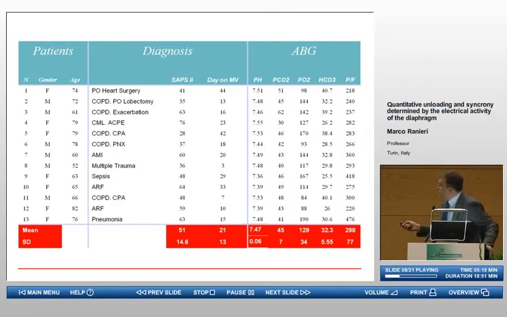These are the patients. We're talking about 13 patients during the weaning process after an average of 20 days of mechanical ventilation, admitted for COPD, multiple trauma, sepsis, ARDS, pneumonia, and all were in the weaning phase as identified by the blood gases: normal pH 7.4, PCO2 45, PF ratio close to 300. So patients ready to be weaned, clinically ventilated with pressure support.